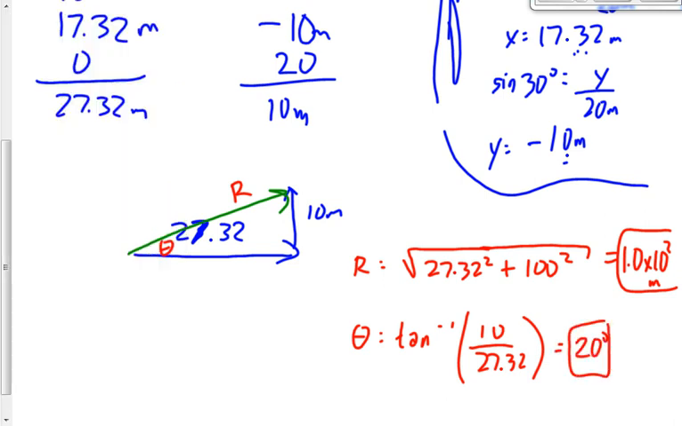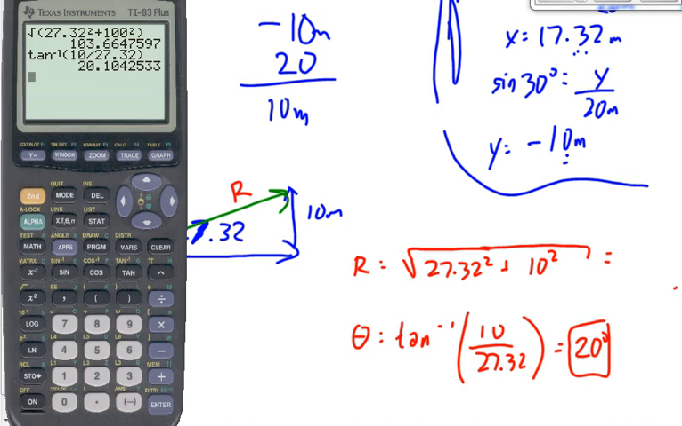We get 20 degrees. Yep. Oh, sorry, yeah, you're right. That's going to change that, isn't it? I squared it already, right? I guess when I wrote down 100. So let's change that here. Let's say the square root of 27.32 squared plus 10 squared, square root that. Maybe a 29. That makes more sense. Thank you.